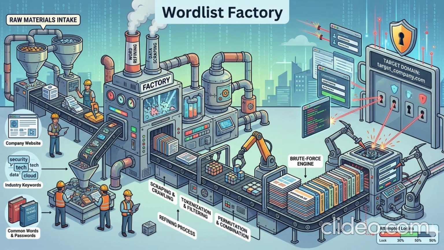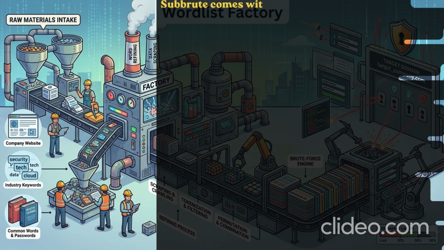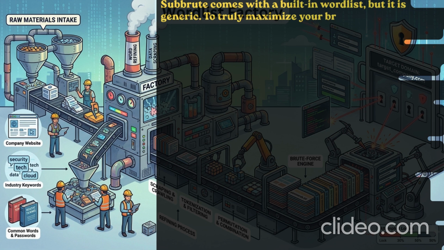Sublist3r comes with a built-in word list, but it is generic. To truly maximize your brute force results, you should create a custom word list tailored to your target. How do you do this?